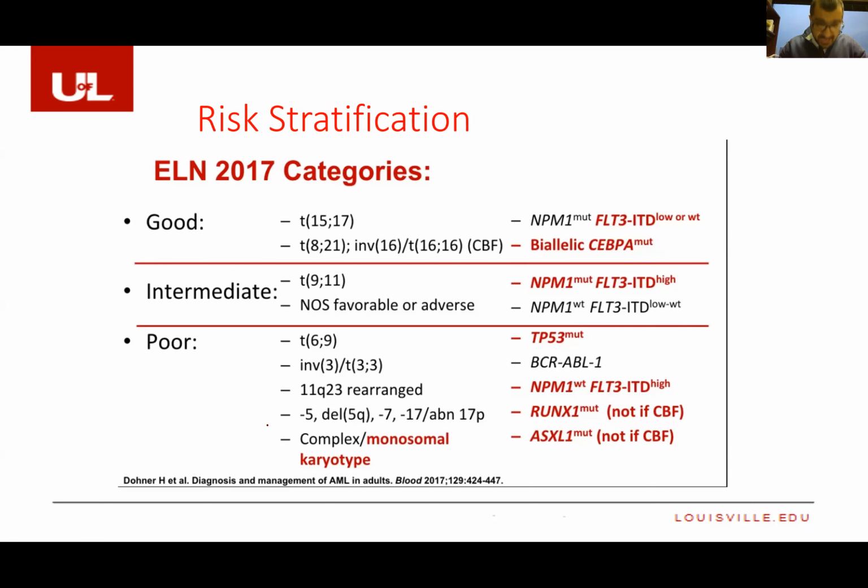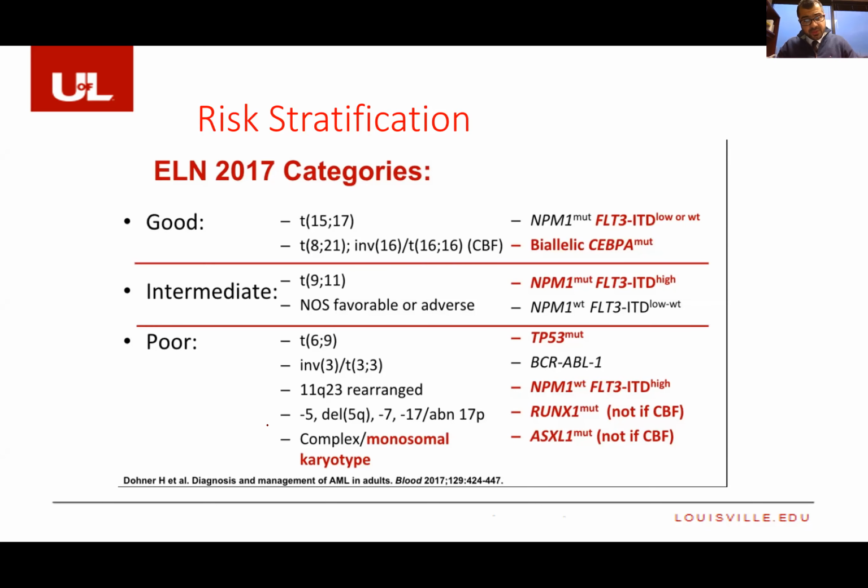Also, if you do not have any of these abnormalities, but you have a mutated NPM1 without the presence of FLT3, which is another molecular finding that's known to be a poor prognostic marker, if it's absent, meaning wild type, or if it's present at a low allelic ratio, meaning the ratio between the FLT3 mutated and the unmutated is less than 0.5, then you might still consider those people a good risk. And the biallelic CEBPA are still considered good risk.